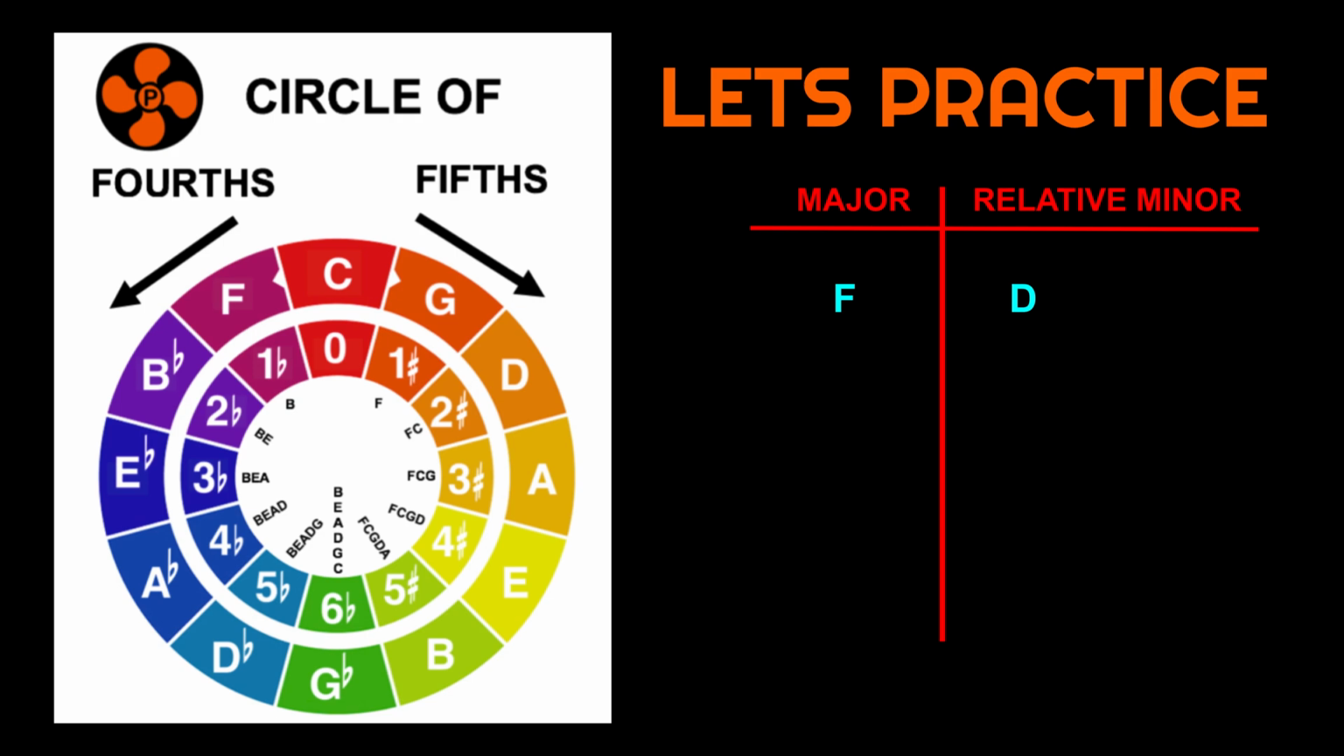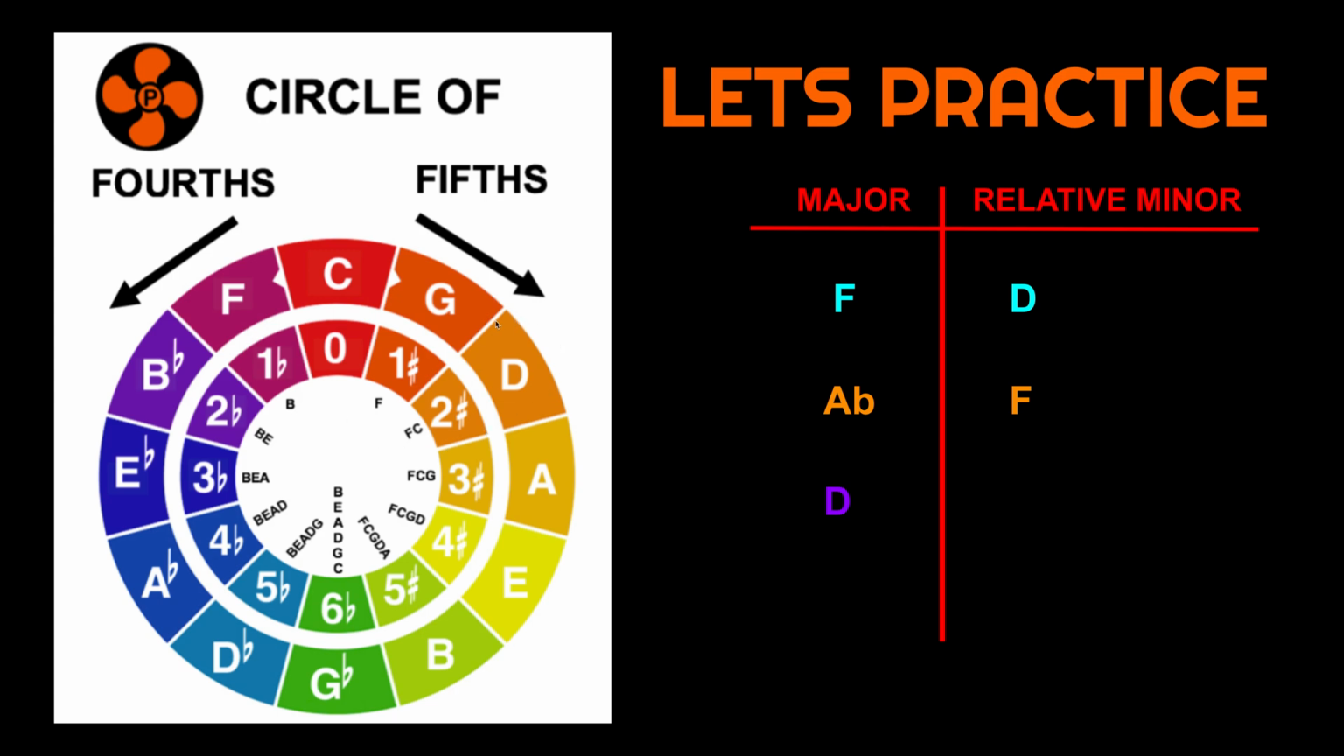So both F major and D minor will have one flat in the key signature, and that flat will be B flat. Let's do another one. A flat major. Find the relative minor. The 6th note of the A flat major scale is F. So A flat major has 4 flats, and so does F natural minor. They are relatives.